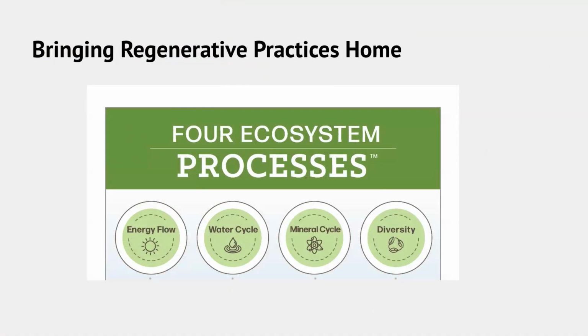So to sum up, we have 4 ecosystem processes, and I gave you some key indicators to look out for that you can use with your own eyes and hands. So how much energy do we have coming into our system? How much sunlight are we capturing?